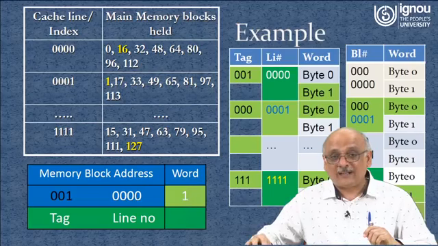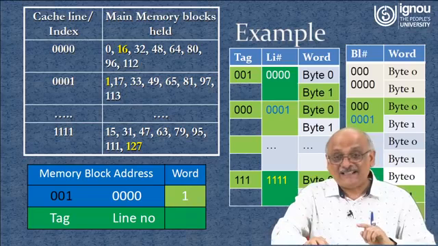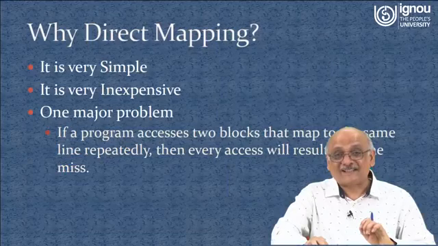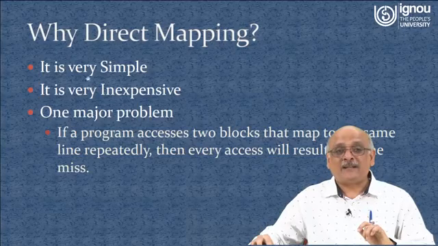So this 127th block is going to be stored here. Now this is something which is not easy, but you can understand this. But why do we need direct mapping? It is very simple.